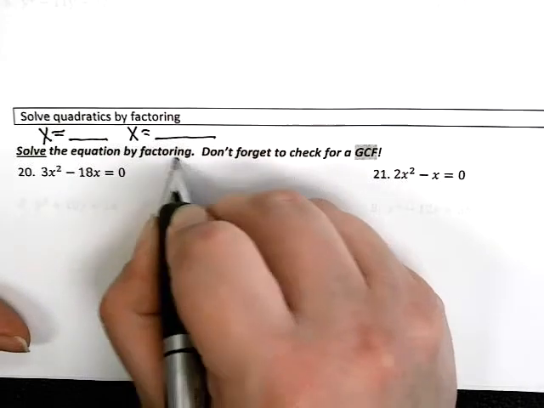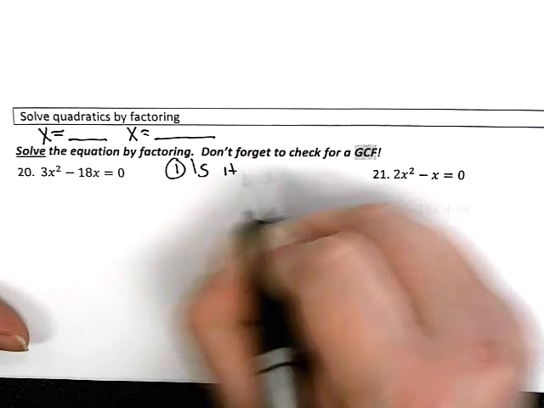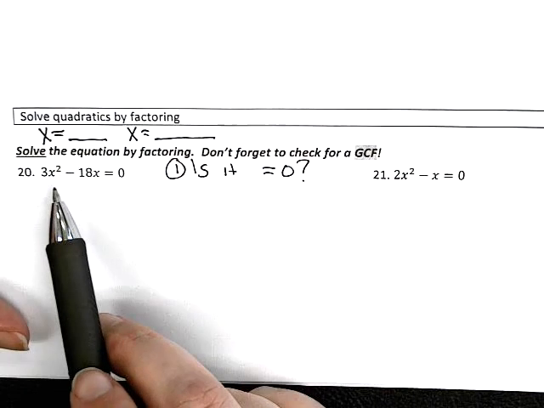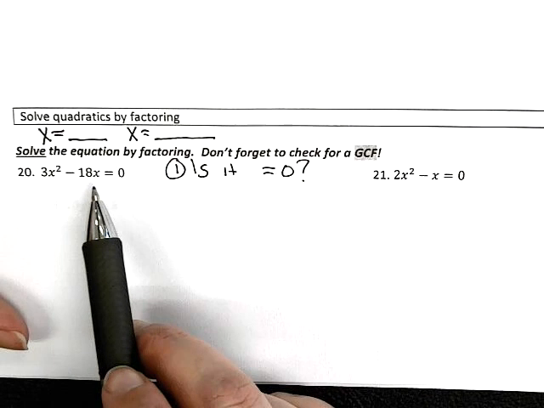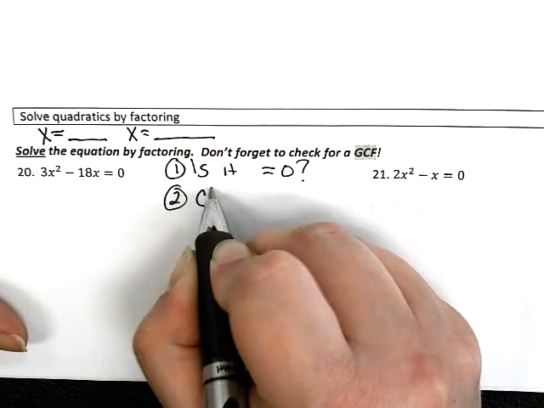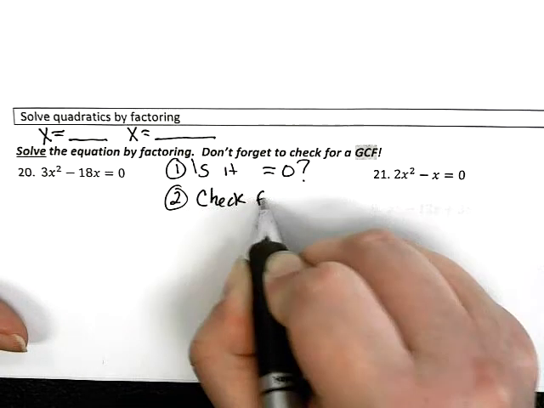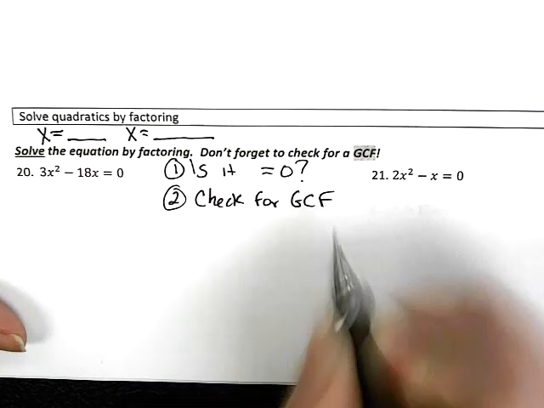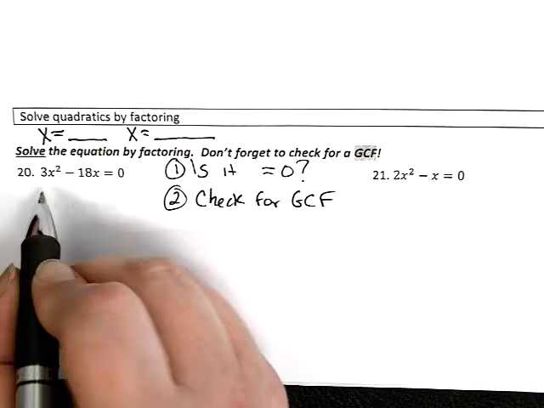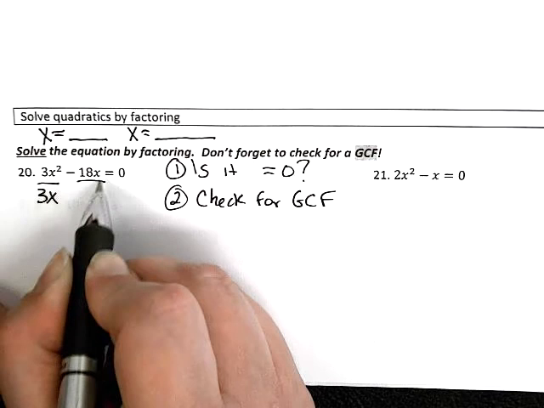So our first step is, is it equal to 0? If we look at number 20, 3x squared minus 18x equals 0, it is equal to 0, so we're good. We can move on to step 2, which is check for a GCF. When we look at 3x squared minus 18x, those both have a 3x that we can factor out.